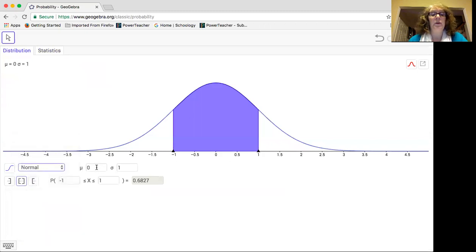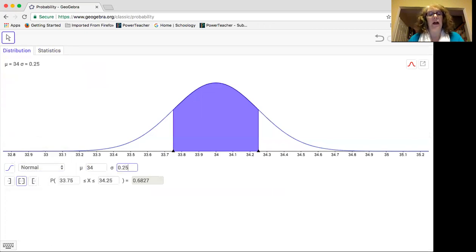And in here you can put your mean and your standard deviation. So let's say our mean of a particular situation is 34 and a standard deviation of 0.25. You notice the numbers across the bottom on the axis coordinate with what we just put in. And here we can look at what is the probability that a particular value is between 33.75 and 34.25. And that particular answer is 0.6827 or 68.27%, and that's this shaded region right here.